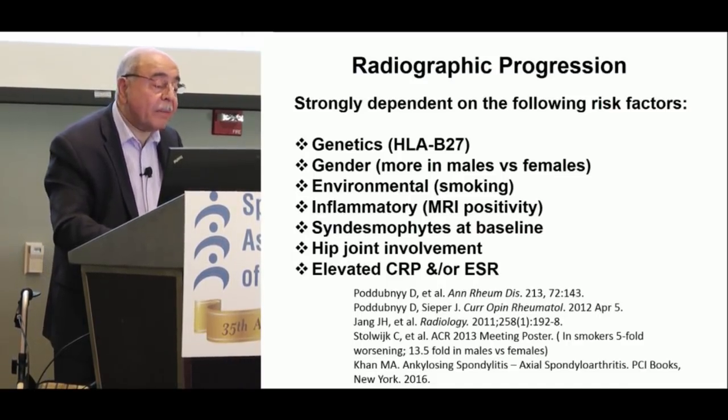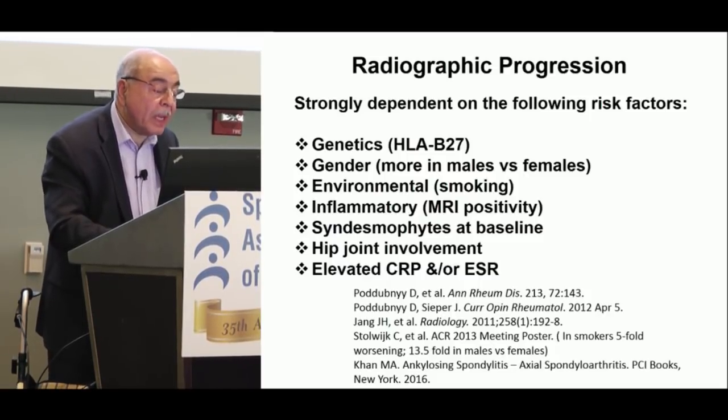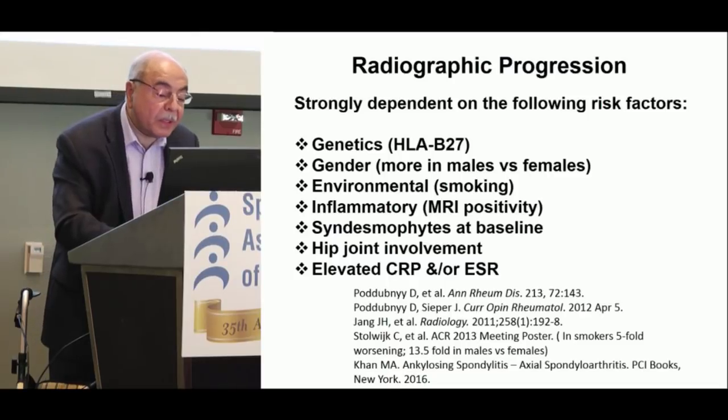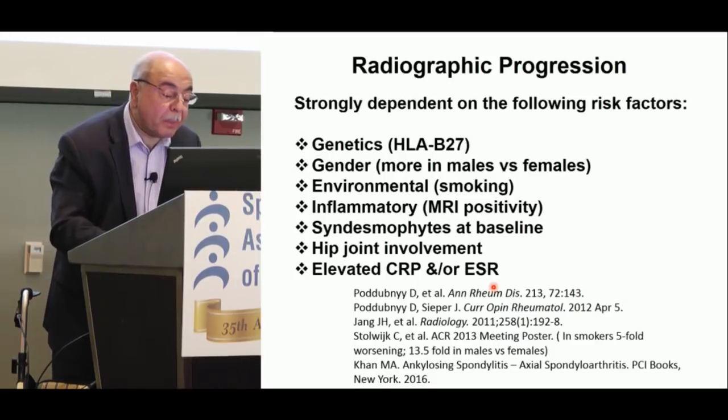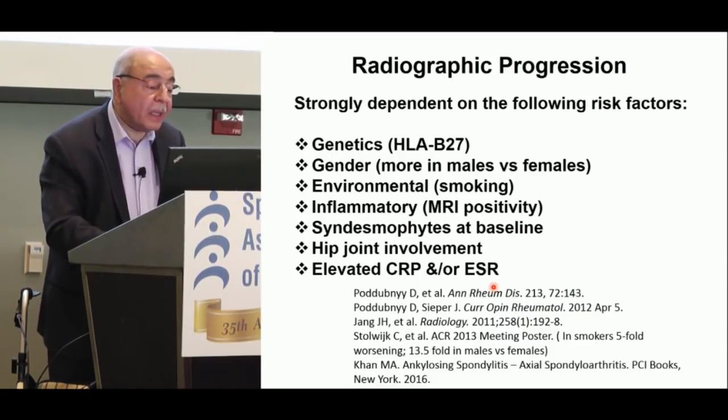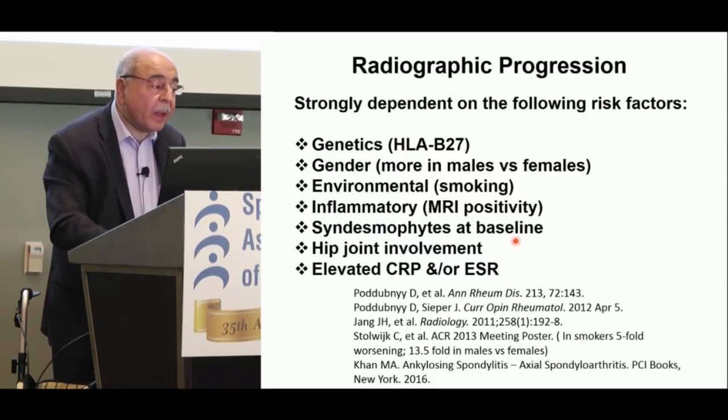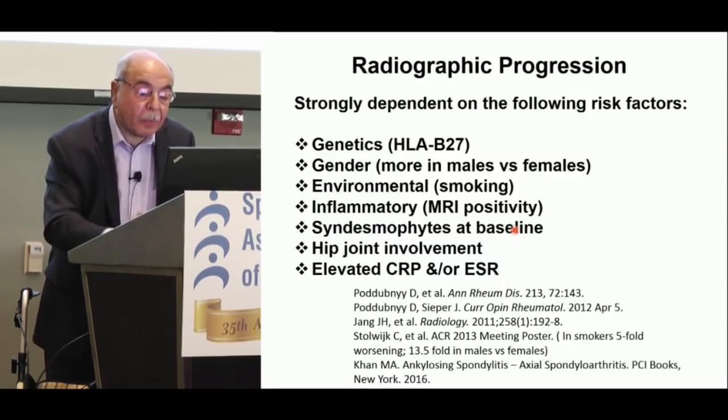If you already have inflammation on MRI when X-rays are normal, that's an indication of more severe disease. If you already have bony bridging at baseline, you will get more severe disease. Hip involvement, also, patients get more severe disease, and those who have elevated CRP and ESR. So these are the items that indicate a greater chance of X-ray progression.